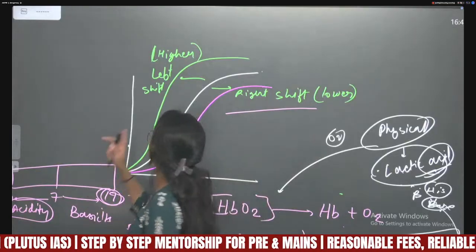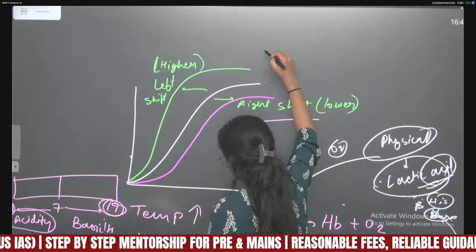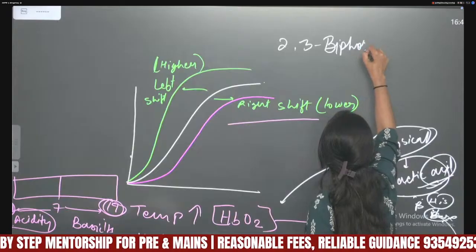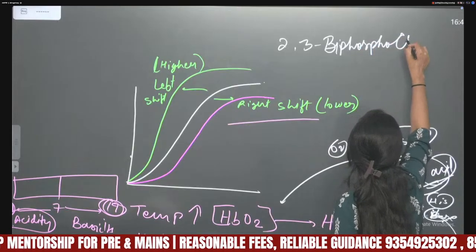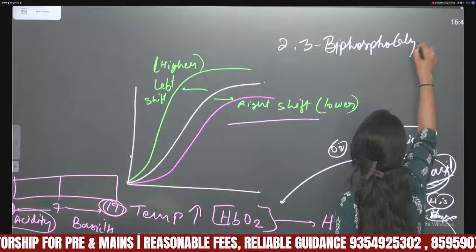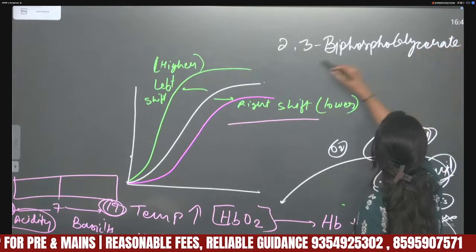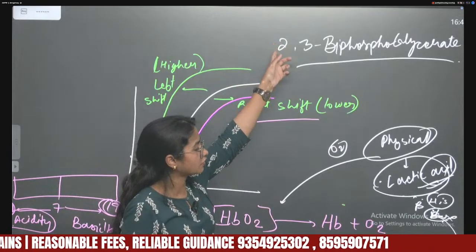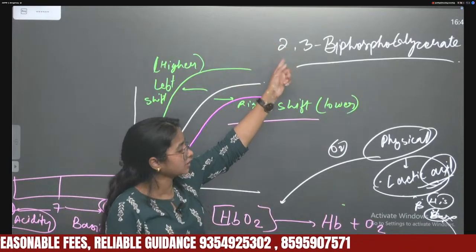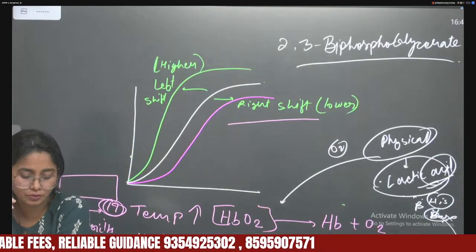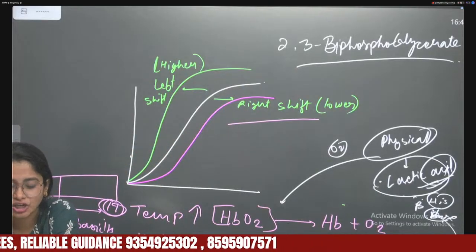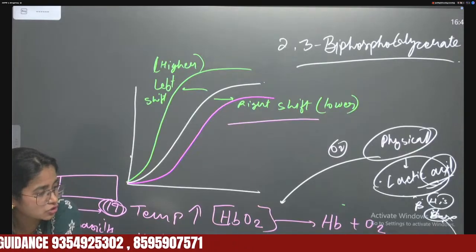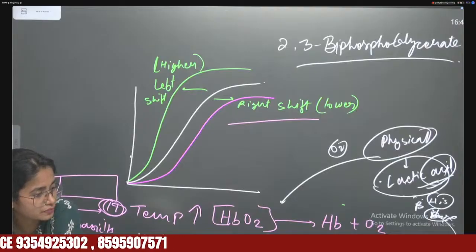ठीक है, बीपीजी का फुल फॉर्म है 2,3 बाइफॉस्फोग्लिसरेट, ठीक है। This is one of the intermediate step compounds in that glycolysis process, ठीक है। चलो, it is a highly charged anion. Anjali, anion has a positive charge or the negative charge?